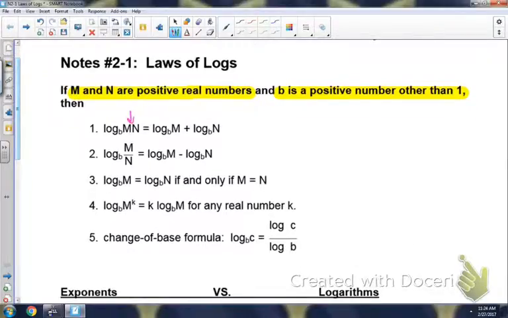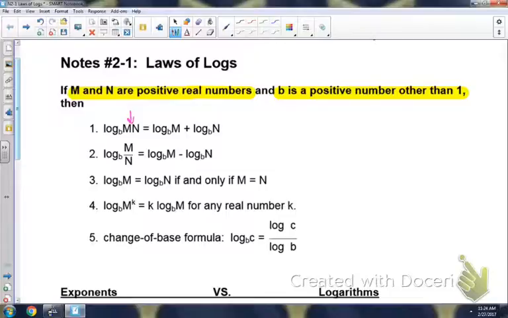Alright, so it tells us that on number 1, notice that m and n here, we're multiplying them. So when you multiply, you can rewrite that as two different logs by adding those two terms. So the base always stays the same, just like on exponents. So when you multiply, it's the same thing as adding the two logs. When you're dividing on number 2, same thing as subtracting.